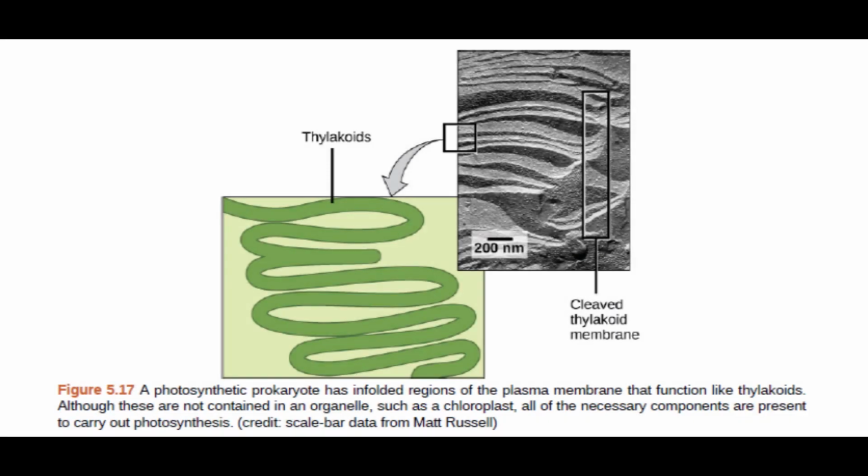Figure 5.17. A photosynthetic prokaryote has infolded regions of the plasma membrane that function like thylakoids. Although these are not contained in an organelle, such as a chloroplast, all of the necessary components are present to carry out photosynthesis.